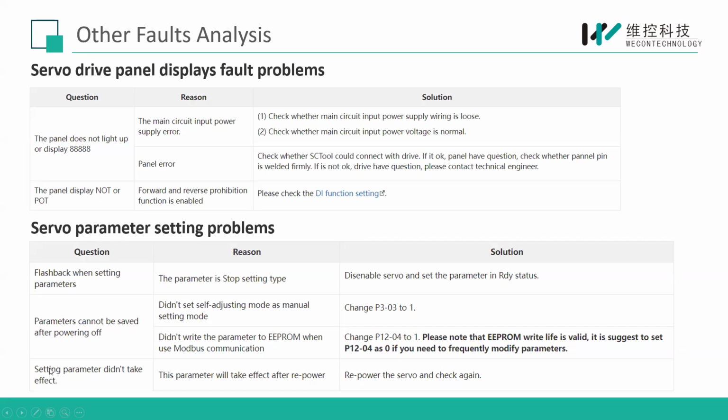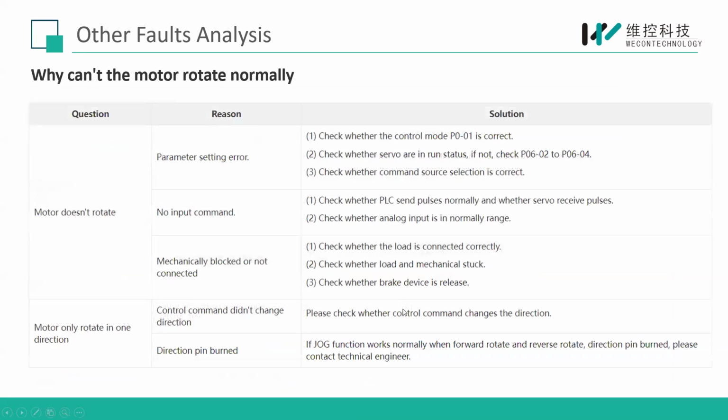And the last is the setting parameter didn't take effect. Maybe this parameter will take effect only after repower, so you need to repower and check again. This is about why the motor can't rotate normally. First is our motor can't rotate. First, you need to check the parameter setting. Maybe the control source is wrong.